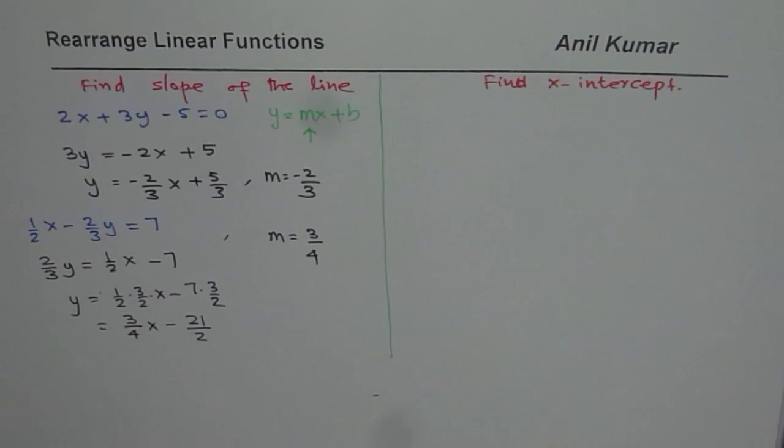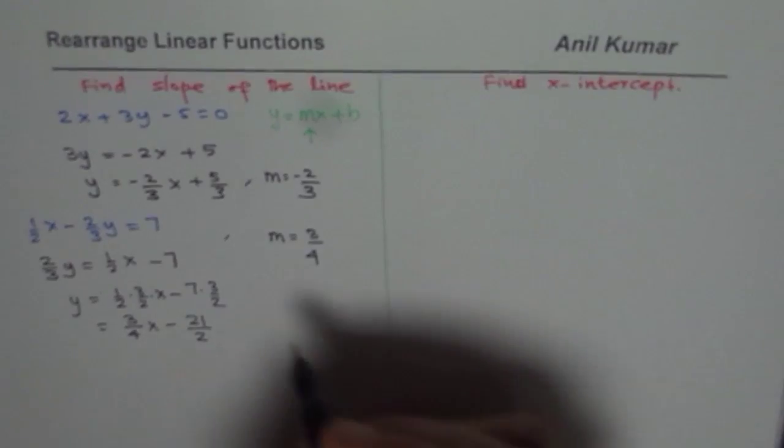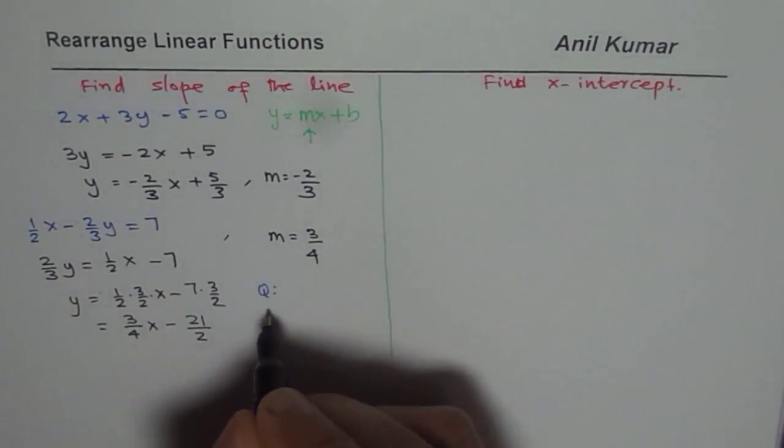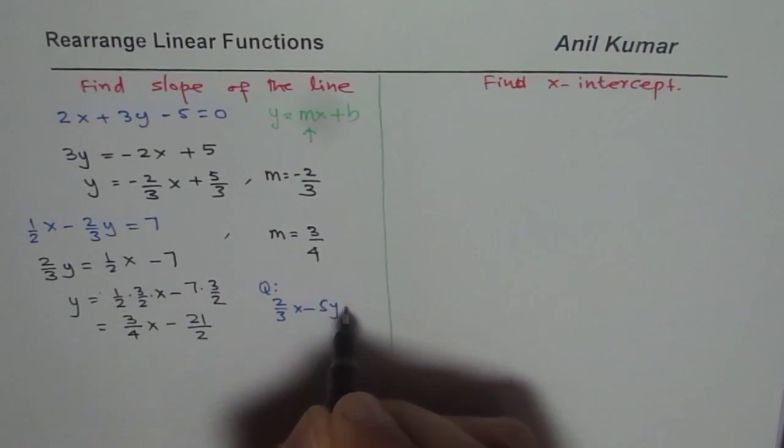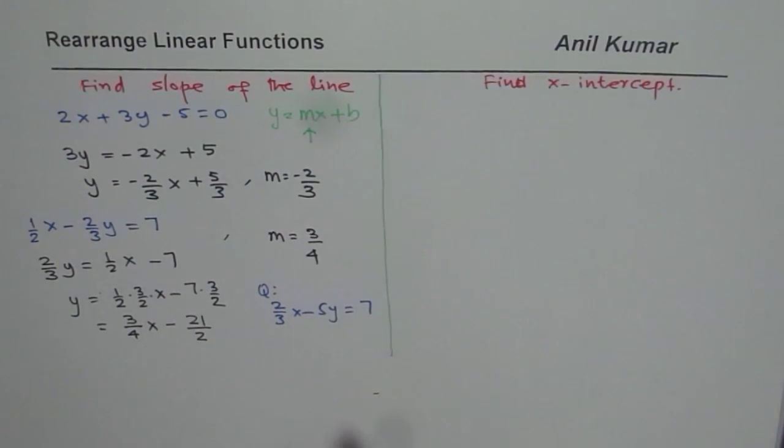So you can take up another example, and a question for you to work on could be, let us say, 2 over 3 x minus 5y equals 7. So try to find the slope of this line.